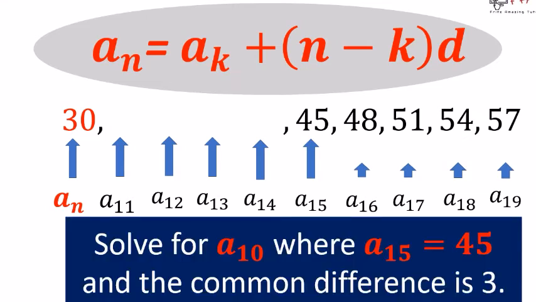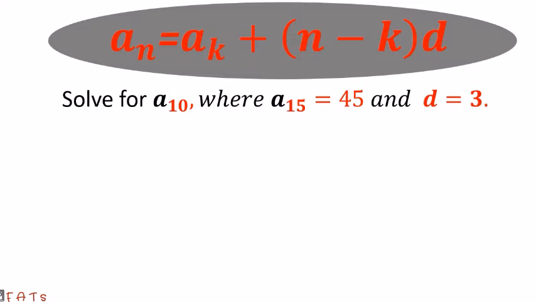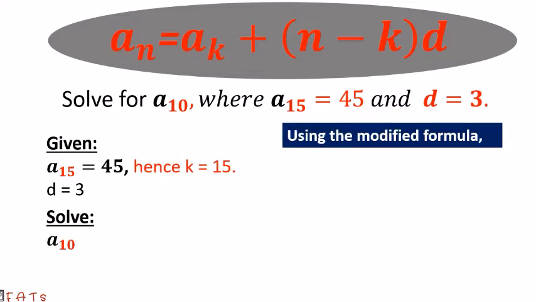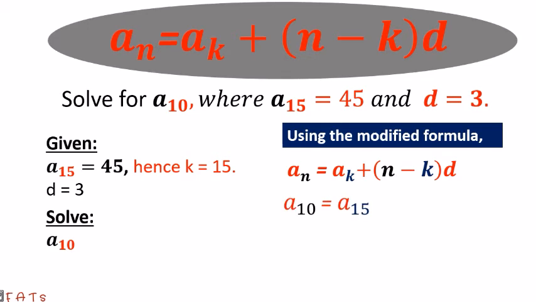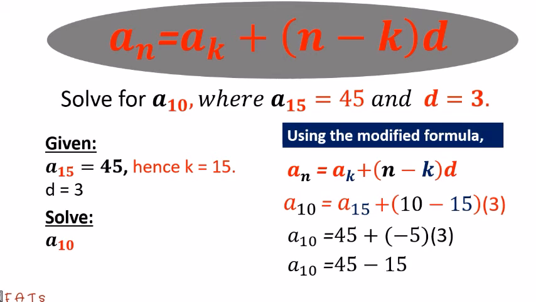Let us try the problem where we need to solve for a sub 10 given a sub 15 equals 45 and d equals 3. Again, using the modified formula, let us substitute the necessary information. A sub n is our a sub 10 and a sub k is our a sub 15. Then we have 10 minus 15 times 3 as the number of these, or common difference, that we need to add or subtract to a sub 15 to get a sub 10. Continuing with the calculation, we will get a sub 10 equals 30.